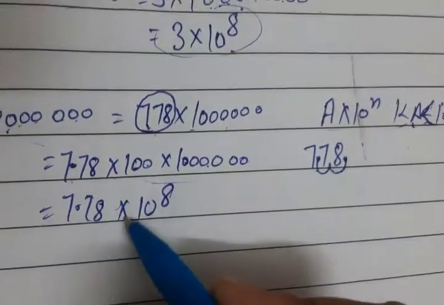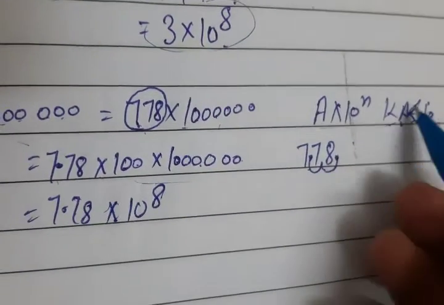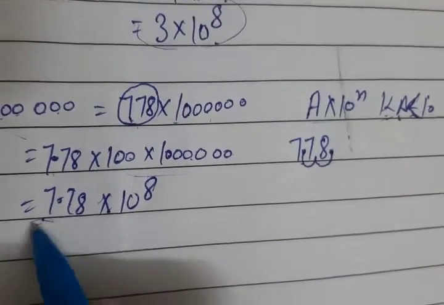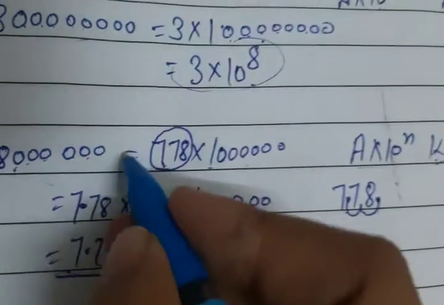Now compare this with this. Now, a always lies between 1 and 10. This number is smaller than 10. That means this is the standard form of that number.